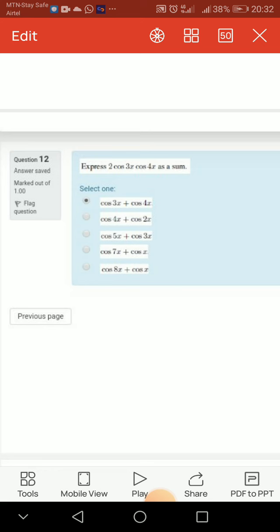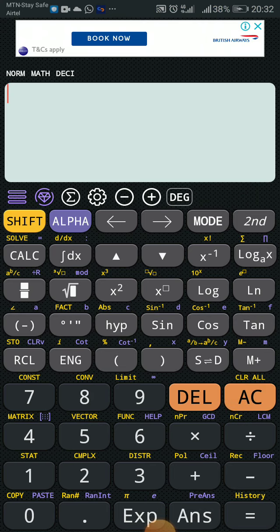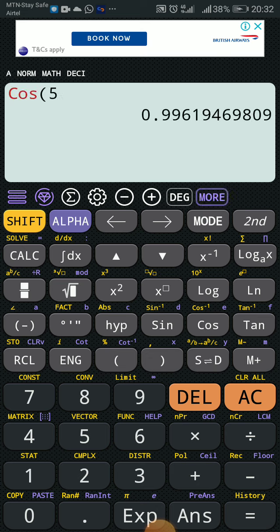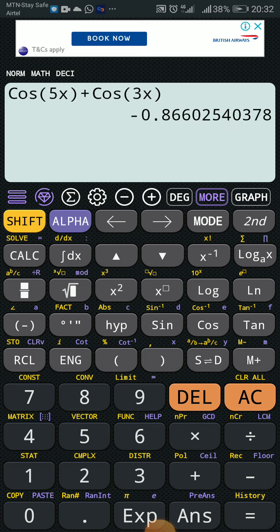So the other one is cos 5x plus cos 3x. So let's see. I made a mistake. Sorry, I cancelled that. So let me rewrite it. Cos 5x, then plus cos 3x. Okay. So calc. It's still 30. It gives 0 minus 0.866. That's not the answer.